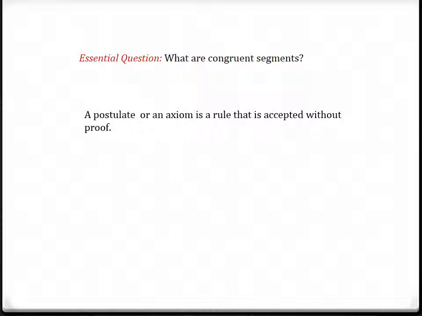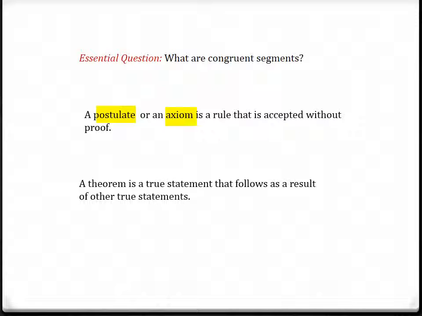A postulate or an axiom is a rule that is accepted without proof. Postulate, axiom. They both mean the same. A theorem is a true statement that follows as a result of other true statements. So the postulate and the axiom you have to just accept without proof. A theorem you would have to prove.